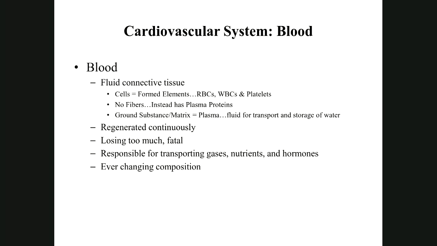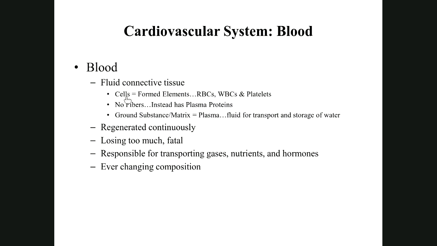Now, again, whenever we're looking at blood, this is a type of fluid connective tissue. If you've forgotten connective tissues, we've got CT proper, we've got supportive, and then we've got fluid. If you remember, the fluid connective tissues were the transport mediums of the body. And don't forget that connective tissue has three main components: cells, fibers, and ground substance or matrix.